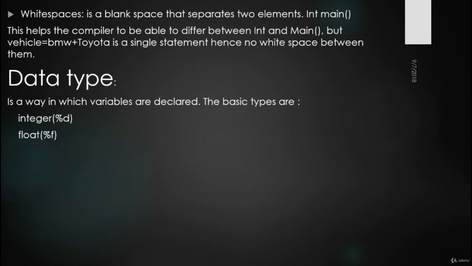We also have something called white spaces. It's a blank space that separates two elements. For instance, int white space main. We have a space between the int and main. So that one is differentiating between these two elements, int and main. So white spaces help the compiler to be able to differentiate between int and main.